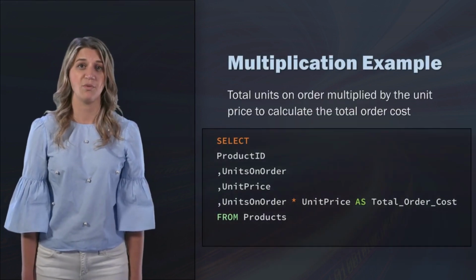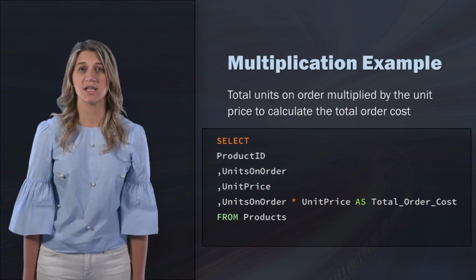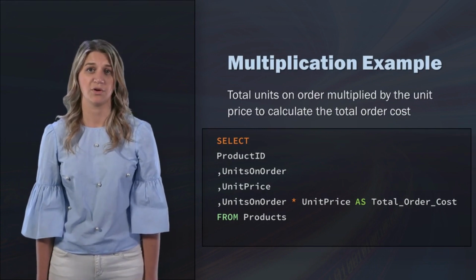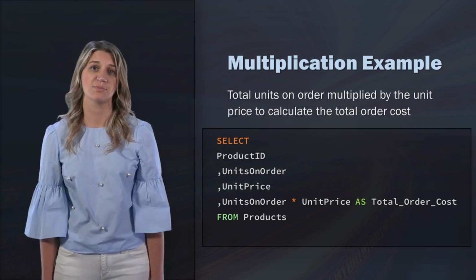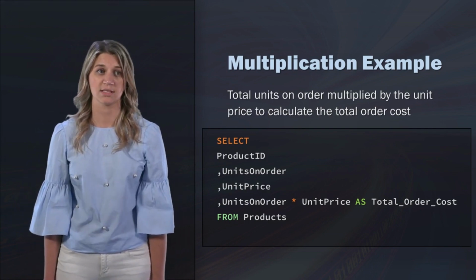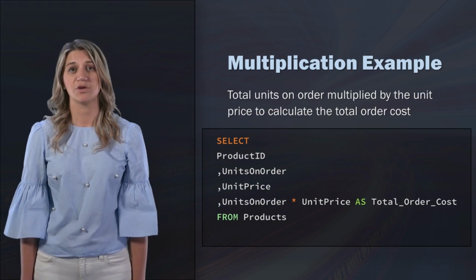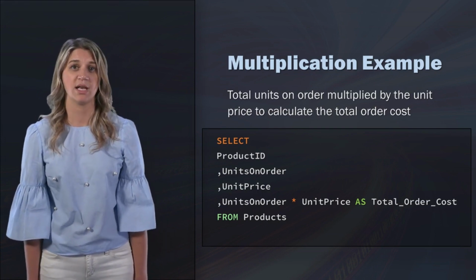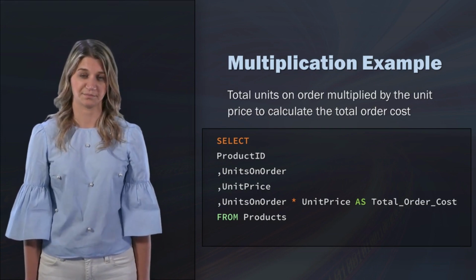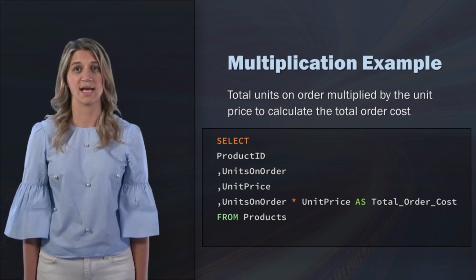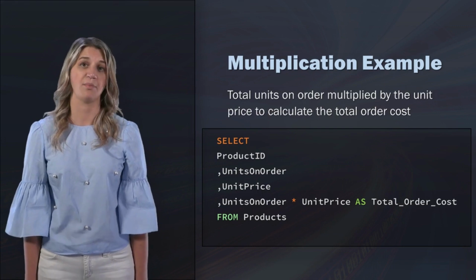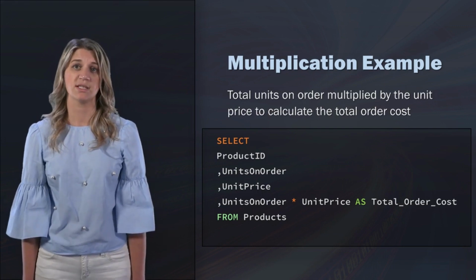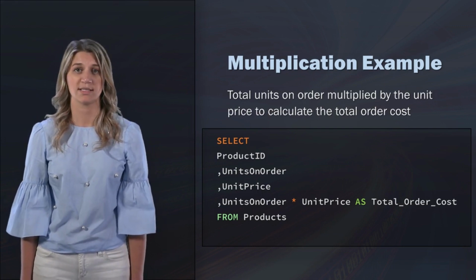In this example, what I want to do is get the total units on an order, and I want to have that times the unit price to get the total order cost. What I'll do is treat this just as I would any other column that I'm retrieving. Here I have my select. I have the different columns that I'm interested in. I have my product IDs, units on the order, and unit price.